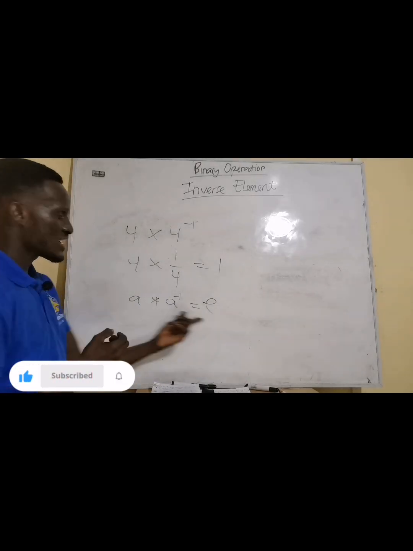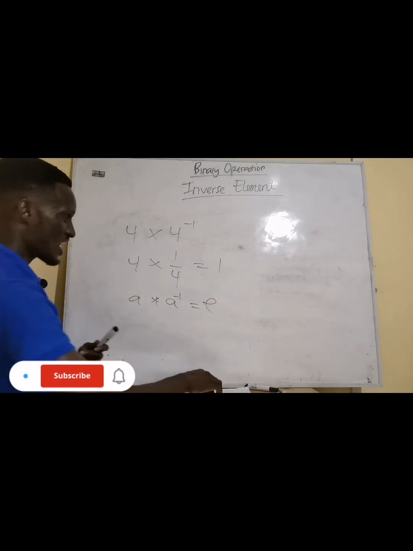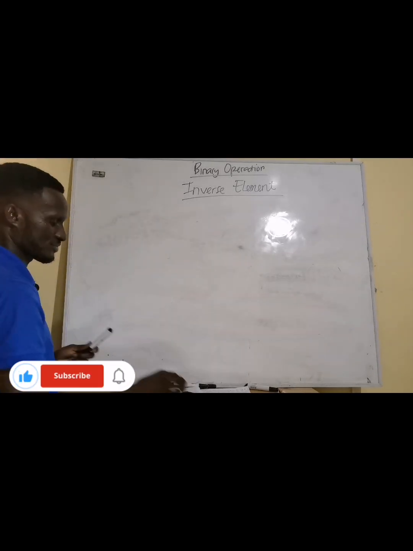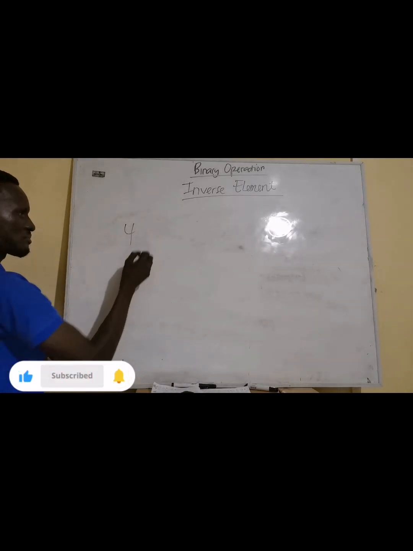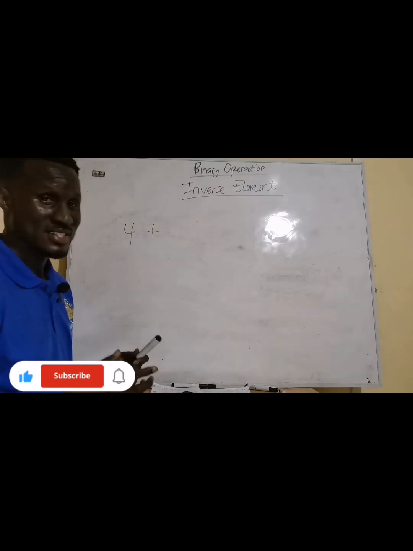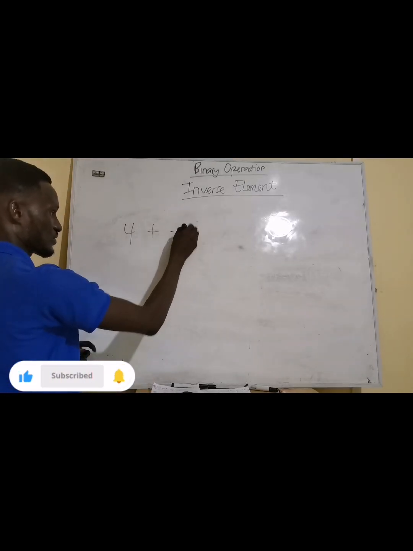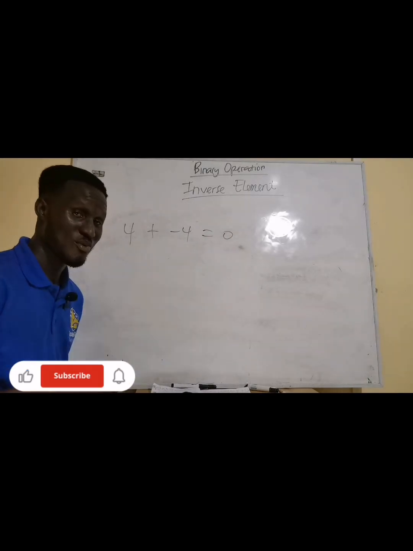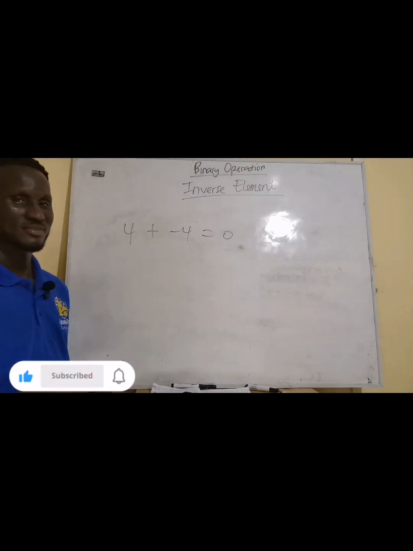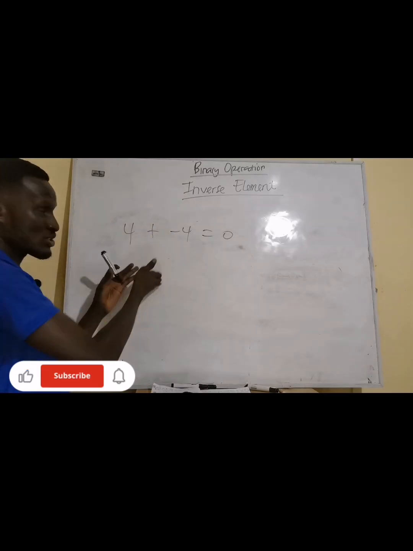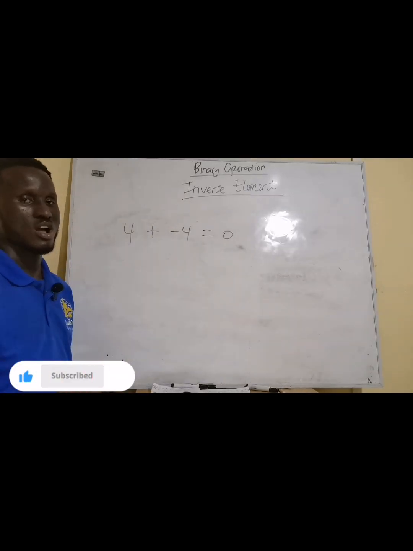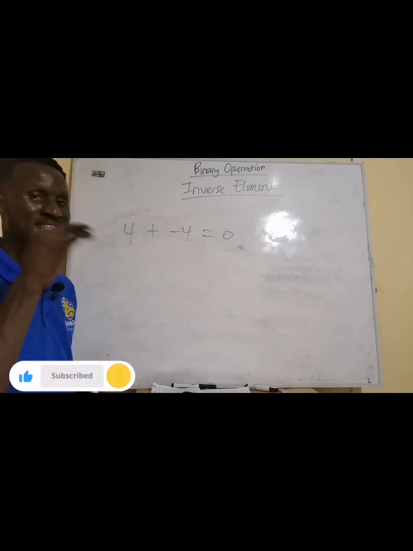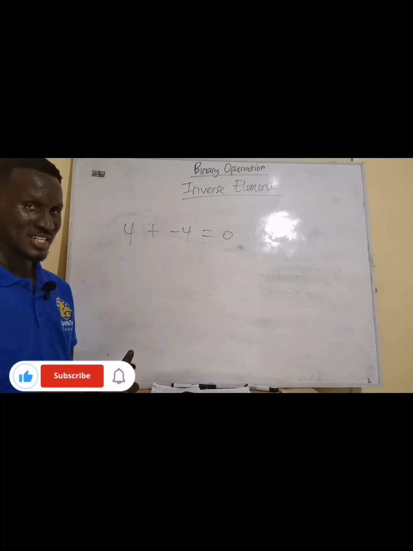So this is a simple explanation you're supposed to know. Now let me go to addition. When it comes to addition, the inverse of 4 is negative 4, and this one gives us 0. What is 0? 0 is the identity for addition. So 4 plus negative 4 is supposed to give us what? 0. 0 is the identity for addition. You see how the thing is?